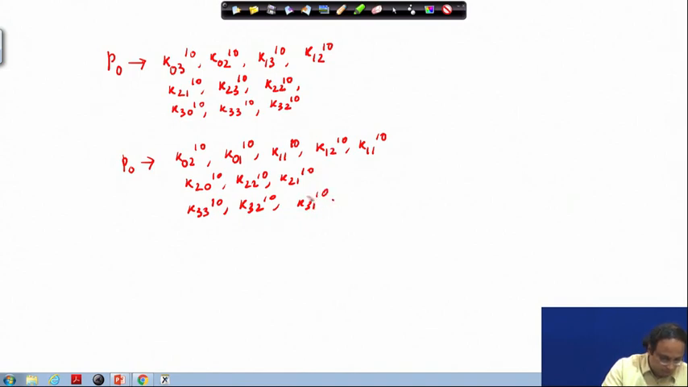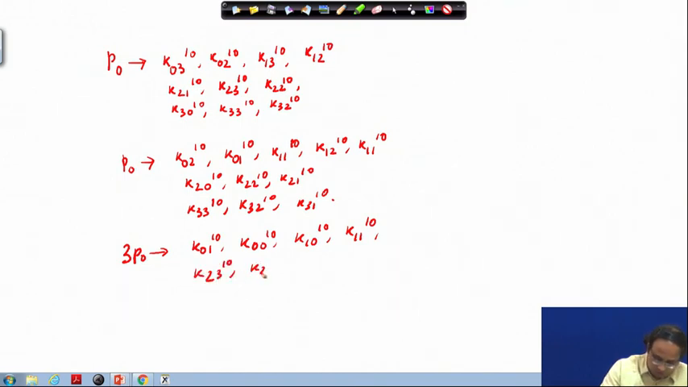Again, for the remaining differential, 3p0, it depends on k01 10, k00 10, k10 10, k11 10. k10 10 has already been taken care of. So you have k23 10, k21 10, k20 10, and then finally k32 10 and k31 10.